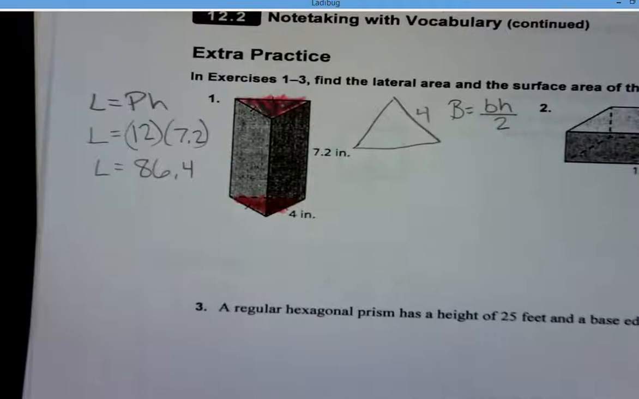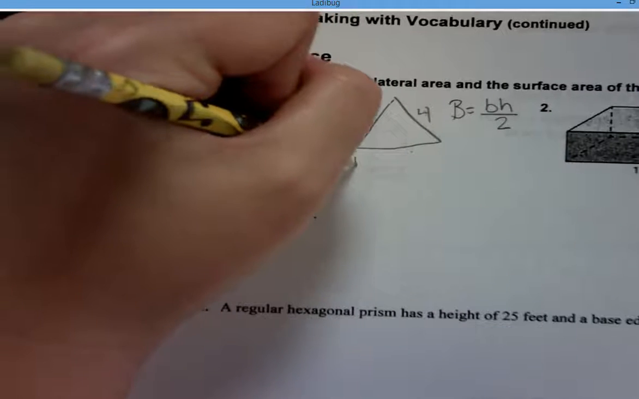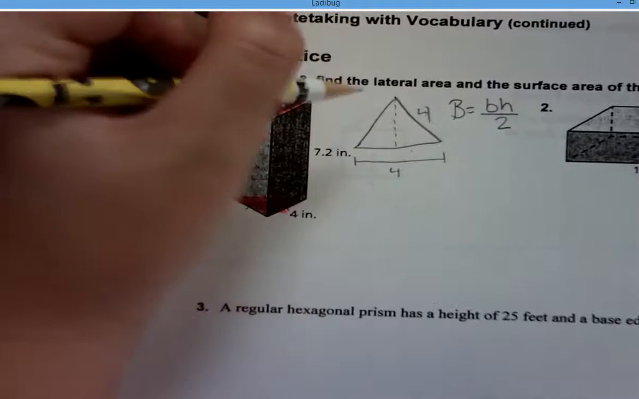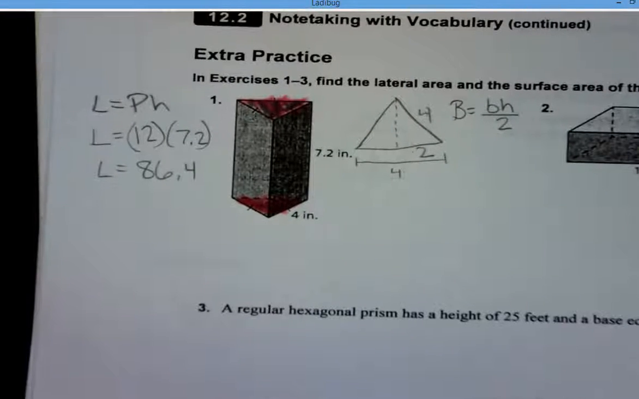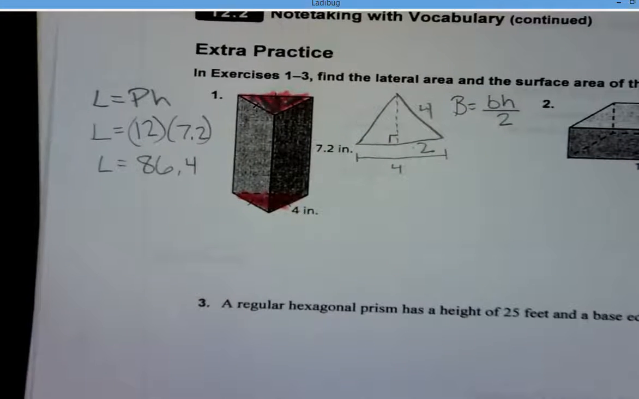Okay, so are these at a 90-degree angle? The 4s? No. So we've got to do this cool thing. It's the thing that never goes away. You get to do this over and over again. You've got to find the base and the height, and the base and the height have to be at a right angle. So we know that the base is 4. We don't know what the height is.